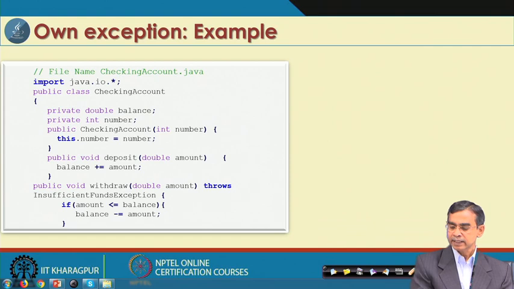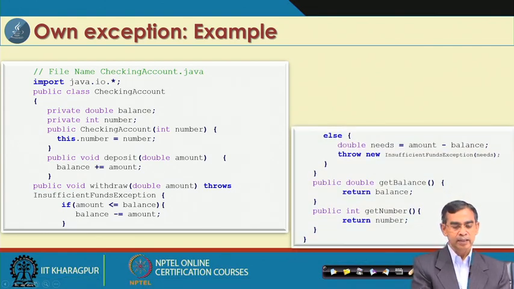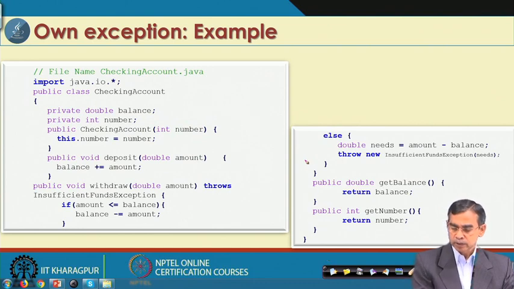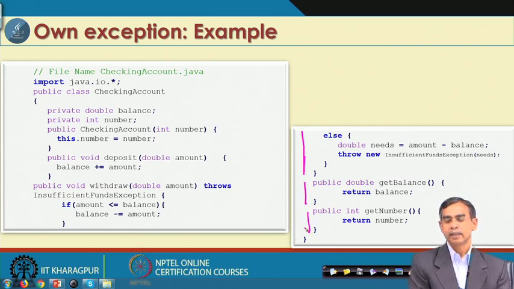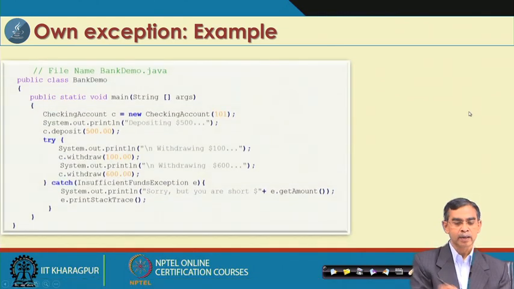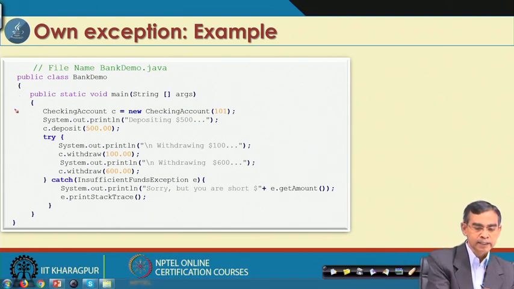Then once this class is declared, we can define the main class here. This class has a few more codes of course, and these are the simple getBalance and getNumber methods. These are the complete description of the CheckingAccount class. Now, once this class is defined, then we will be able to define our main class.